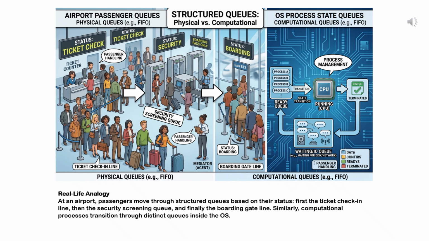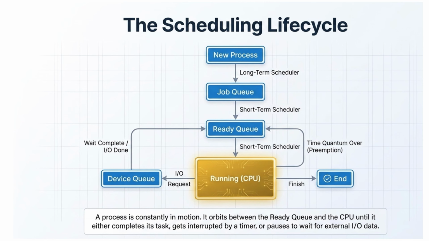Similarly, inside an operating system, processes move through different scheduling queues depending on what they are currently doing. The operating system keeps everything organized by moving processes from one queue to another at the right time. The operating system mainly uses three scheduling queues. These are the job queue, the ready queue, and the device queue. Each queue serves a different purpose. Together, these queues help the operating system manage process execution efficiently. Let's understand each one individually.